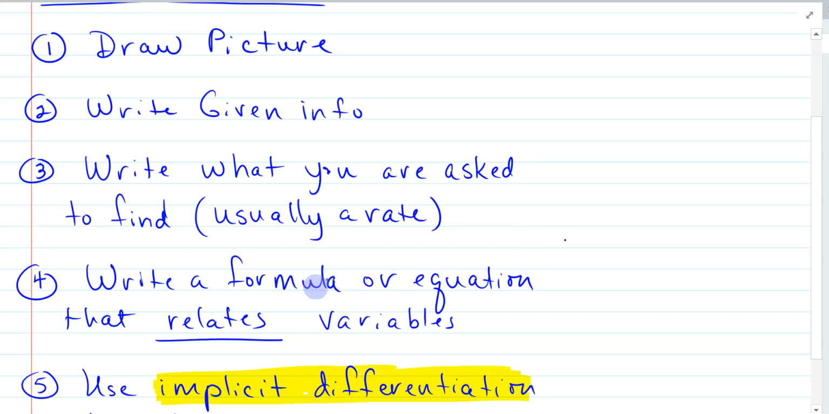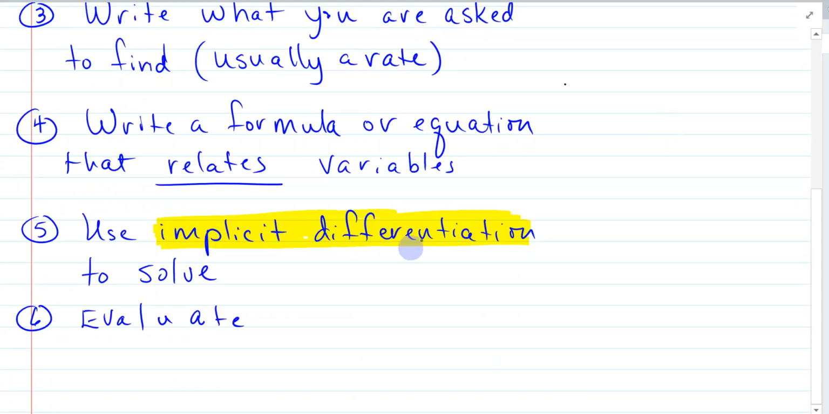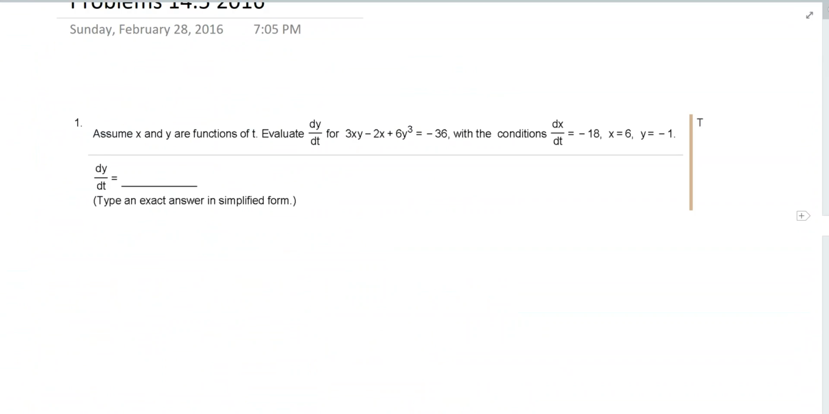We're going to write a formula or an equation that relates variables. In other words, if we're talking about area of something circular, we would have pi r squared. If we were talking about a cost function, they probably would give that to us. Then we'll use implicit differentiation to solve, and then we'll evaluate. So just keep in mind these steps as we go through our problems. Let's go to our problems and practice.